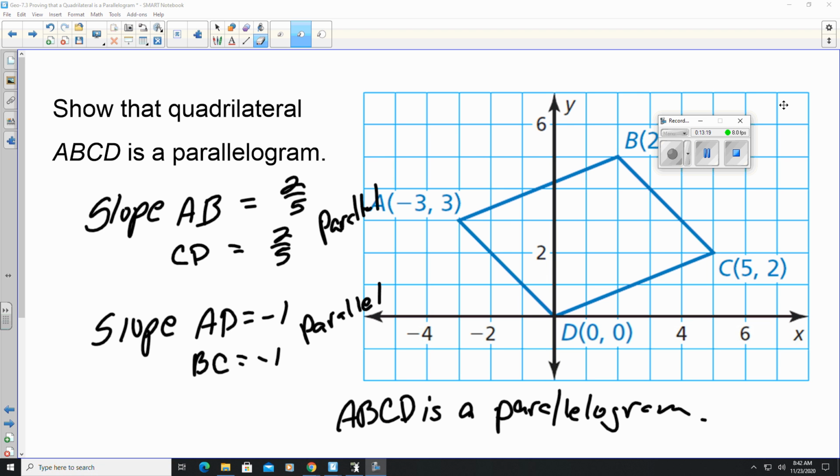And that is being able to prove that quadrilaterals are parallelograms.